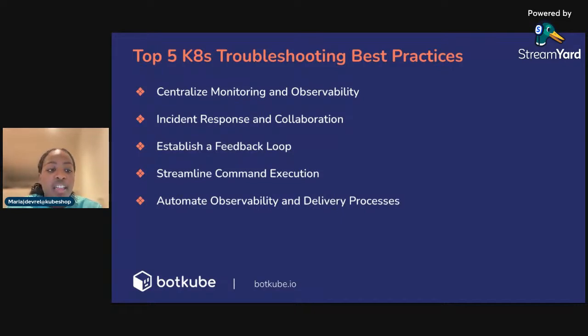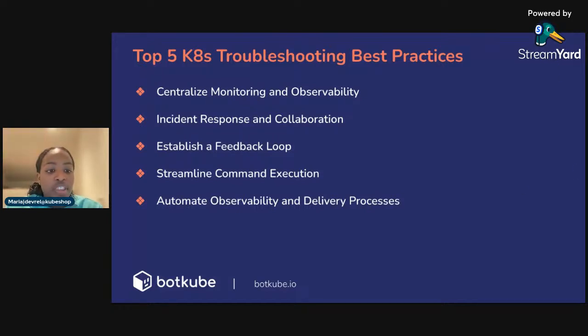Number 2 is incident response and collaboration. With that information, can everybody respond appropriately? Does everybody have access to the tools that they need to be able to act on the information they just received? And third, you need to be able to establish a feedback loop. So you need to have an organized system for highlighting and identifying problems so you can have continuous improvement.